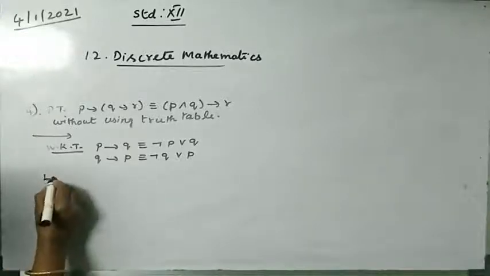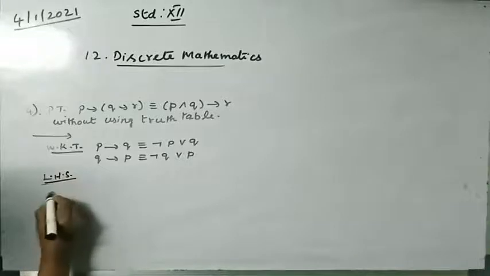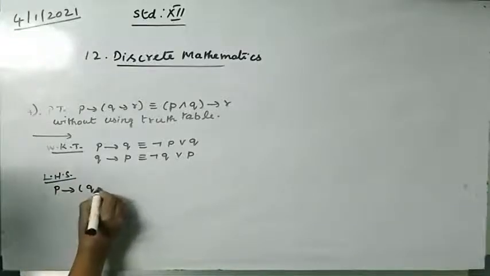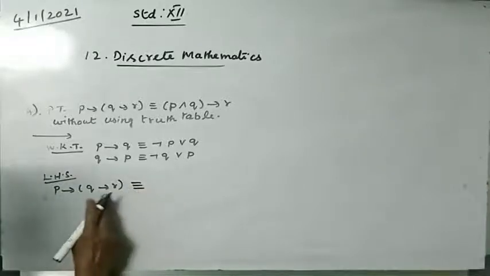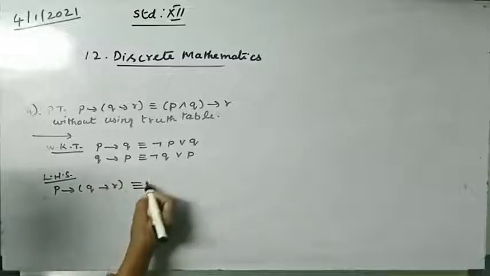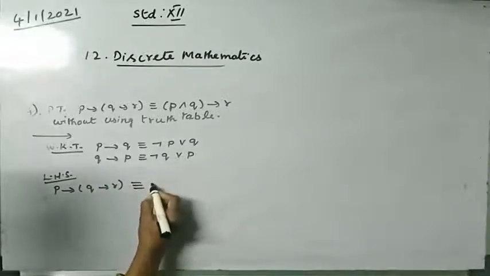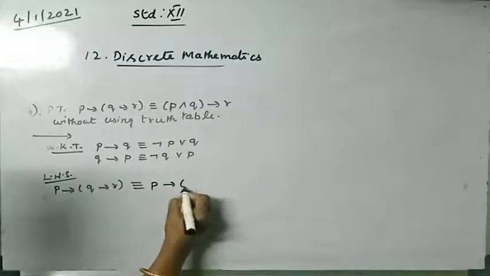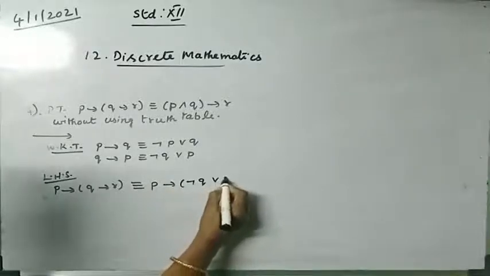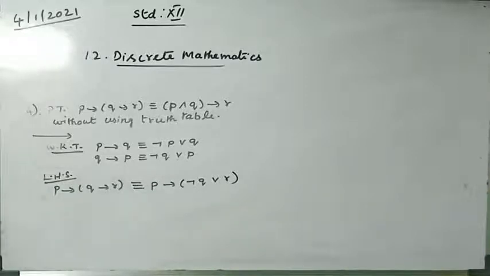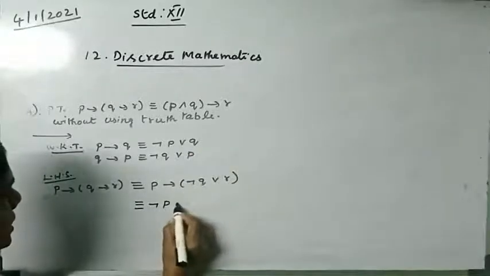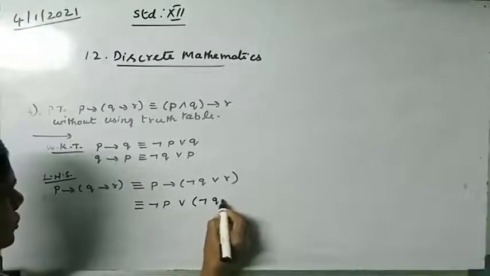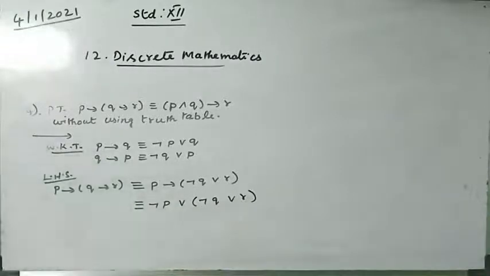So by using this we can go to the next property. Take the left hand side. Left hand side is P implies (Q implies R), which is equivalent to, now writing Q implies R using this property, negation of P implies (negation of Q or R). Now by using the same, once again we can write this as negation of P or (negation of Q or R).